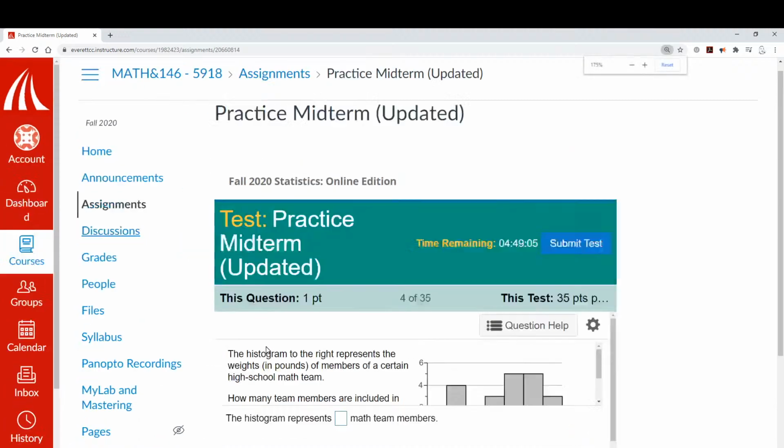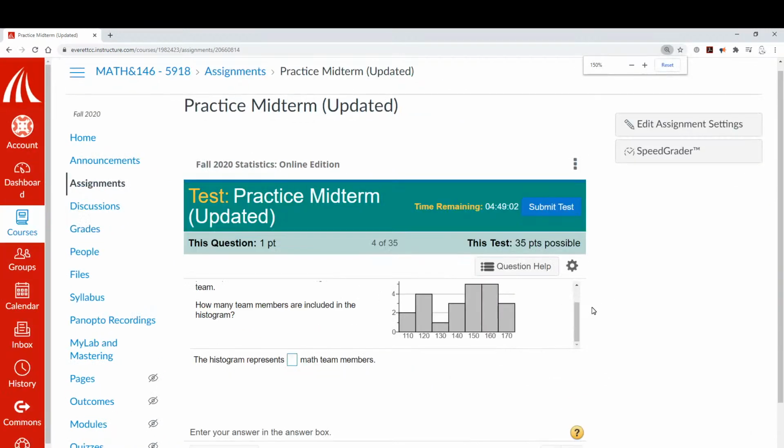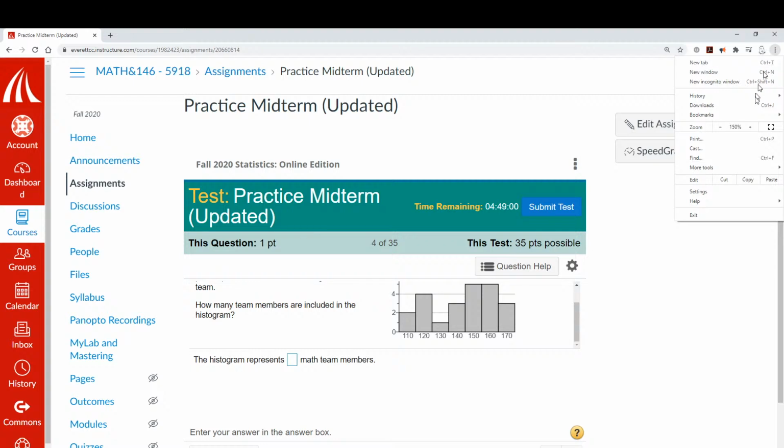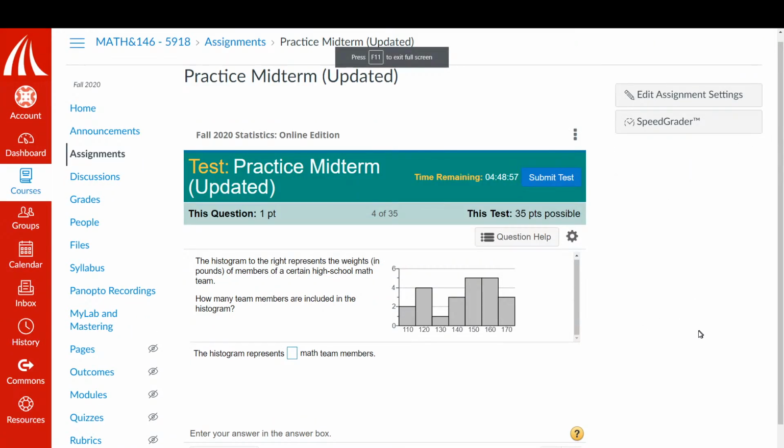Here's a question. Let me make my screen a little bigger just so that we can all see clearly. So we're just working some of these out, just trying to get a feel for some of the questions. The histogram to the right represents the weights of members of a certain high school math team. So it looks like from 110 to 119, 2 people, so on and so forth. The histogram represents blank math team members.